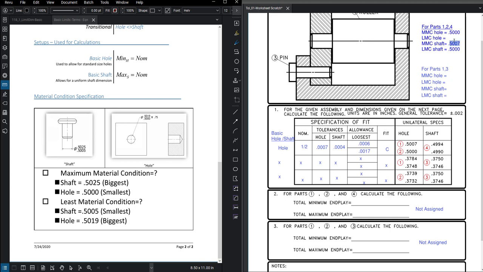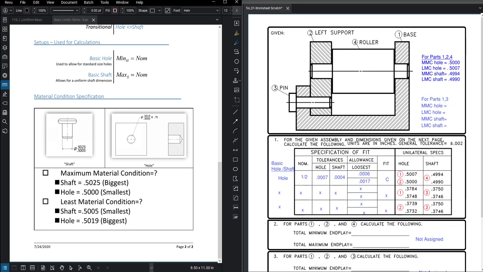So the max material condition for the shaft is 0.4994. The least material condition for the shaft is 0.4990. So always double check your calculations. Okay, so now for the hole, max material condition needs to be the smallest hole, 0.005. Least material condition, biggest hole. One more check just to make sure.